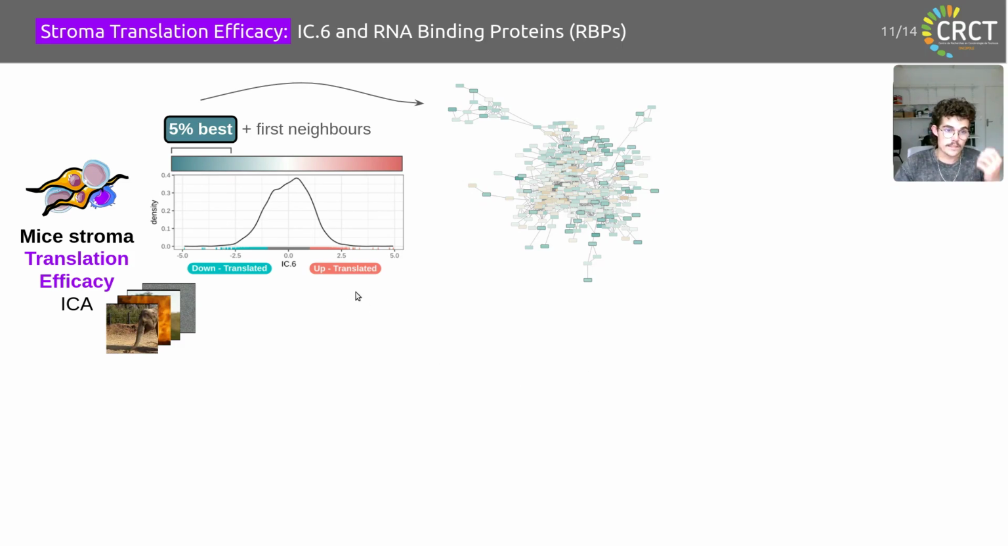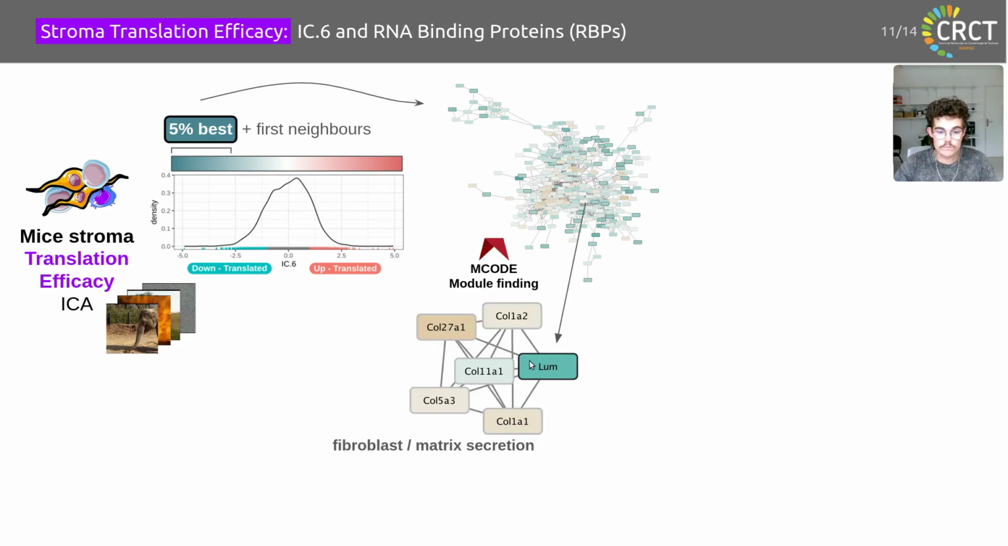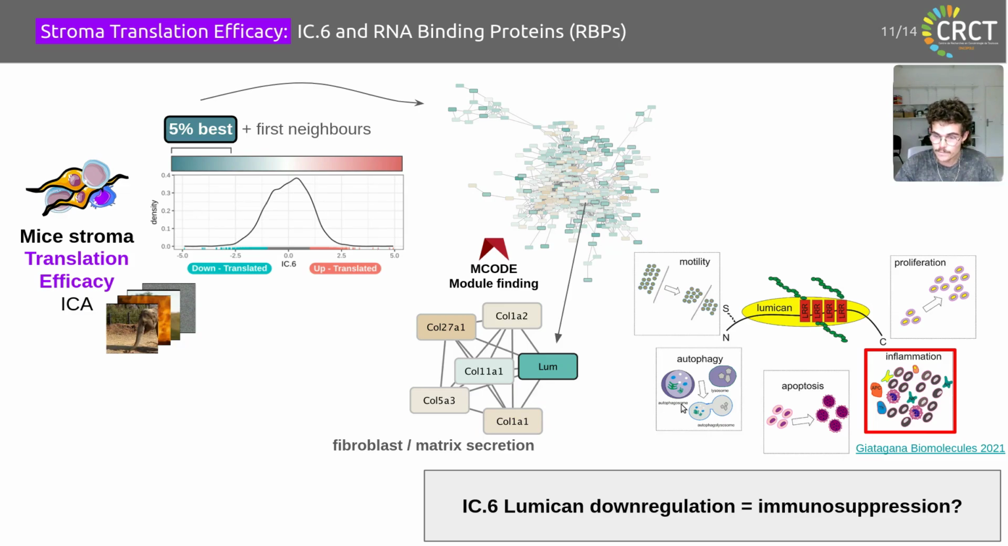When we looked at the 5% most down-translated genes of IC6 in the gene contributions and their first network in a context of protein-protein interaction network, we found a module related to fibroblasts and matrix secretion, where lumican is the only down-translated gene, and it has been described to affect the tumor microenvironment in many ways, including promoting inflammation, suggesting that perhaps a downregulation of lumican could be promoting this characteristic immunosuppression.